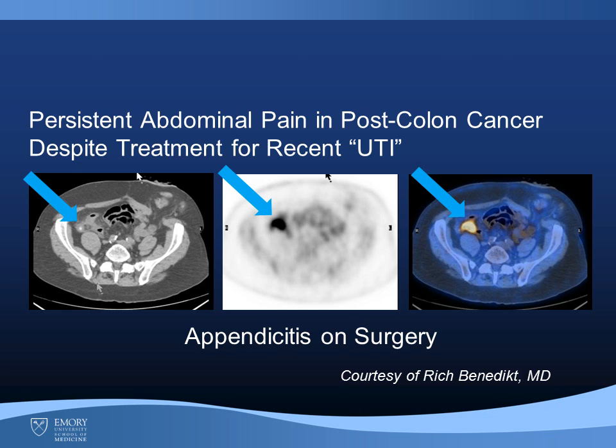Here we have another case sent to me by a colleague at another institution. This patient had persistent abdominal pain after being operated on for colon cancer, and also had treatment for a recent urinary tract infection, or so they thought. This patient had intense activity in the right lower quadrant, and they thought this was a cancer recurrence, but the giveaway here is that there is a small density, which is an appendicolith, and this patient had appendicitis on surgery. Again, not everything that is hot is cancer.